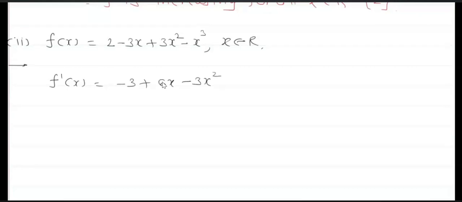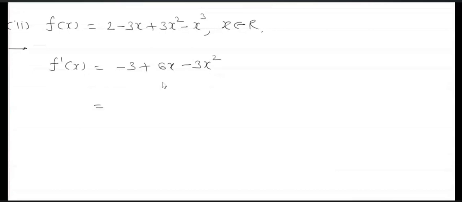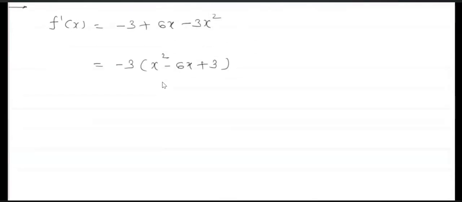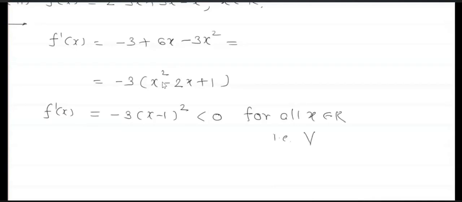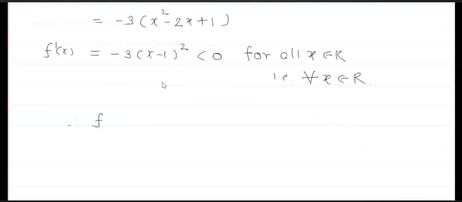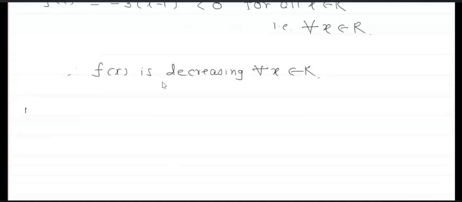For x belongs to the set of real numbers, f dash of x, the first derivative, take minus 3 common, then in the bracket you will get... Now this is negative for all x belongs to the set of real numbers. So f of x is decreasing for every x belongs to the set of real numbers.